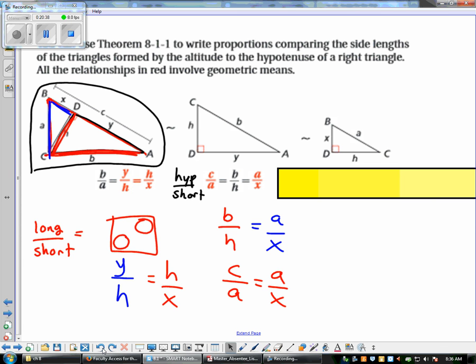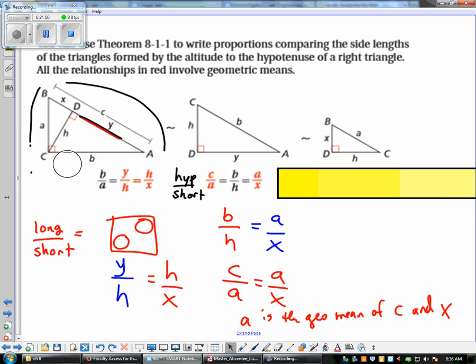What's the geometric mean? If we're looking at this, A is the geometric mean. A is the geometric mean between what and what? Or geometric mean of what and what? C and X. So let's look at our picture and focus on what they're talking about here.